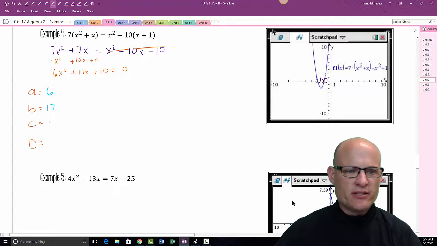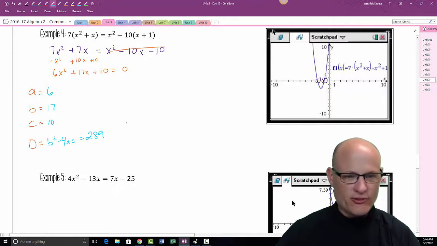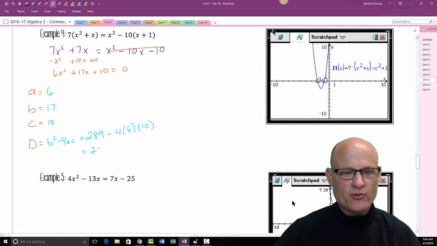6, 17, 10, and then b squared minus 4c. I write it every time just to remind myself and drive it in my head. Oh yeah, that's the discriminant. So b squared, 17 squared is 289. Don't write 17 squared. If you don't know 17 squared is 289, which is most of the population, just write that. Minus 4 times 6 times 10. Let's see. This is 289 minus 120, which is 169.